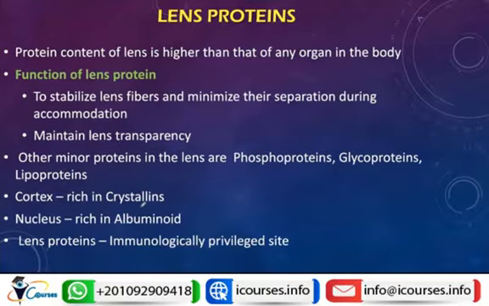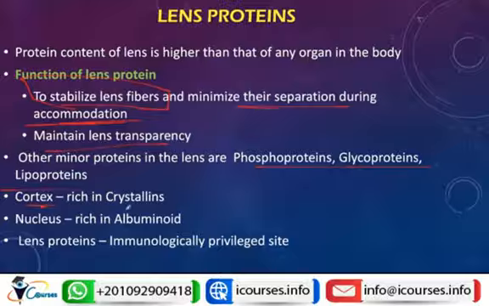So what are the functions of the lens proteins? Well, the lens proteins will stabilize the lens fibers, as we said, like the chaperone activities, and prevent their separation during accommodation. Also, they are responsible for maintaining the lens transparency by the alpha crystallines, the beta crystallines and the gamma crystallines. There are some other proteins that are present in minor amounts in the lens, such as phosphoproteins, glycoproteins and lipoproteins.